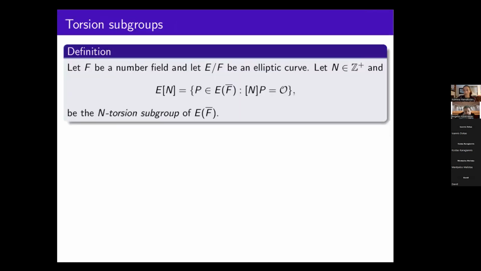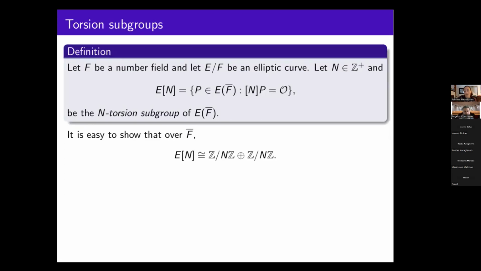So we're going to talk a little bit about the torsion subgroup. E[n] is just going to denote the n-torsion subgroup of E(F̄), where F̄ is the algebraic closure of F. So this is all the points in E(F̄) such that the points have order dividing n. So these are finite order points.